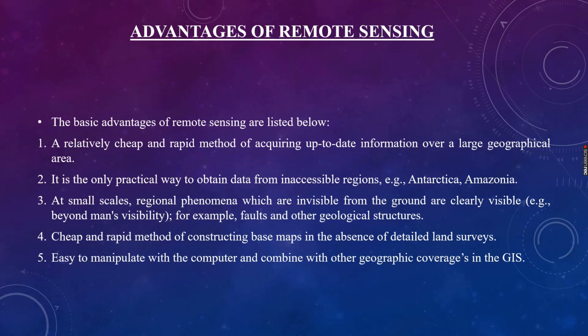The second advantage of remote sensing is that it is relatively cheap and rapid. If we want to collect data of an area which is inaccessible to us, then we can just go to the website of remote sensing providing institutes, and from there we can download the remote sensing or satellite images of those areas. So it is very rapid, and some satellite images are openly or freely available, for which we don't even have to pay a penny, so they are relatively cheap.